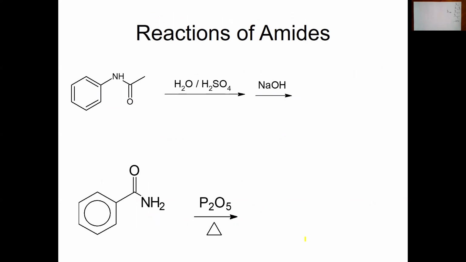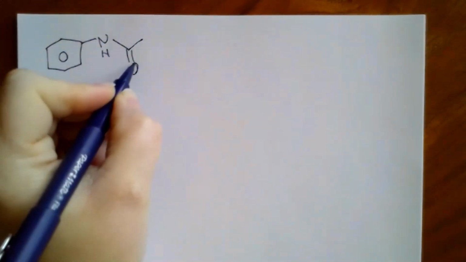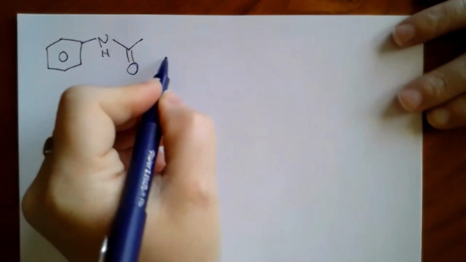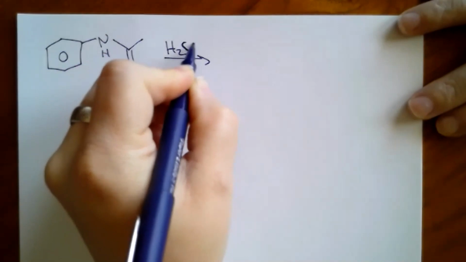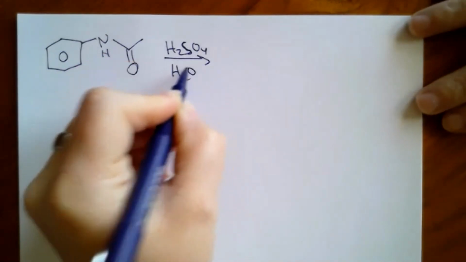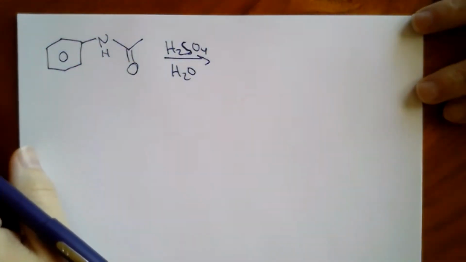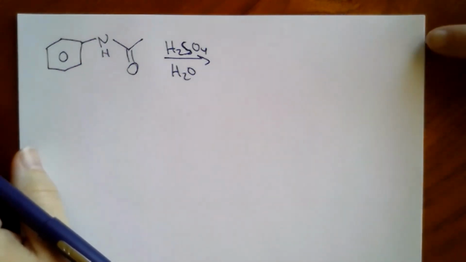Let's draw a mechanism for that first one. All right, mechanism for that first reaction of an amide. Hopefully you already know what the name of this reaction is. It's got acid and water. It's the type of reaction that all carboxylic acid derivatives have in common. That's your hint.